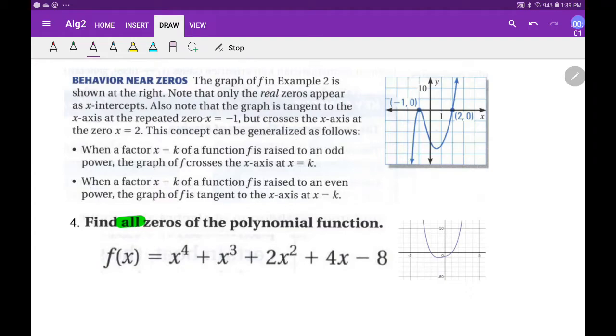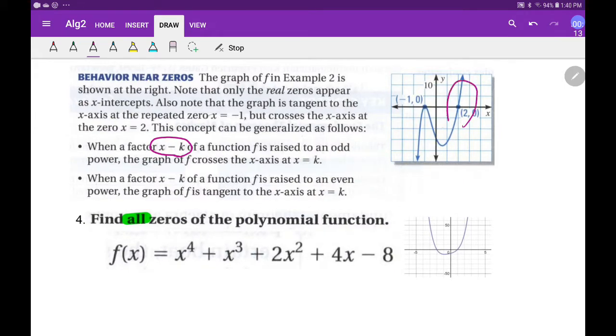I want you to remember this. When a factor x minus k, like x minus 2, is raised to an odd power, the graph crosses the x-axis, like there. It crosses at 2 in this situation. And it could be x minus 2 to the third power. But the point is, if it's odd, usually we've been dealing with 1, but it could be 3. Anyway, it's going to go through.